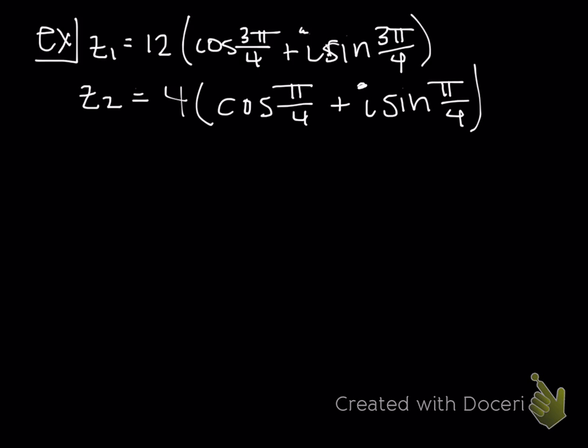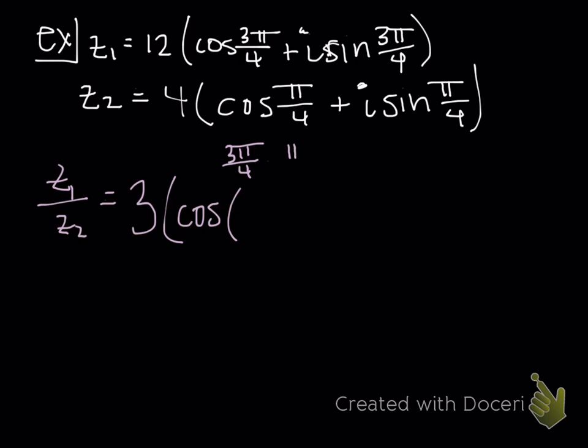And the directions say to find the quotient. So if we're finding the quotient, that means we're dividing these two values. So z1 over z2. And it says we divide our radii, so 12 divided by 4 gives us 3. And then we subtract our angles. So when I subtract these angles, 3 pi over 4 minus pi over 4, luckily I already have a common denominator. Let me just write it above. 3 pi over 4 minus 1 pi over 4 is going to give us 2 pi over 4. But we can reduce that and just say pi over 2. So then this one's also going to be pi over 2.